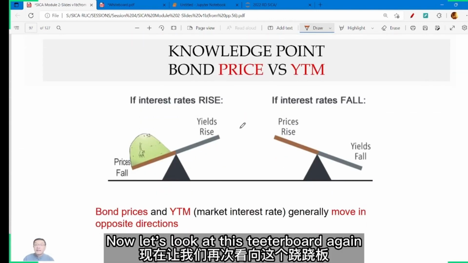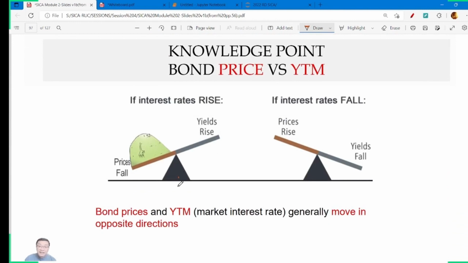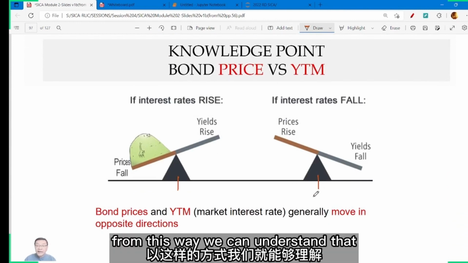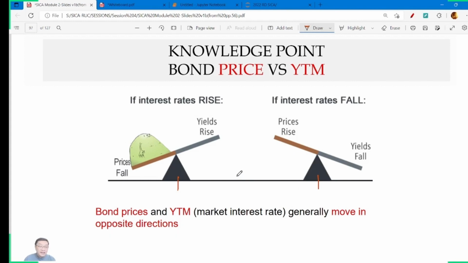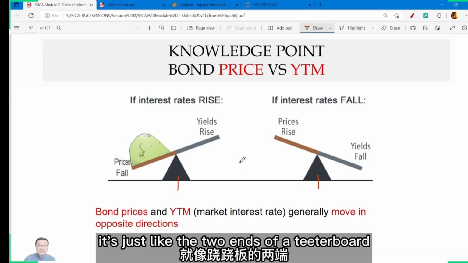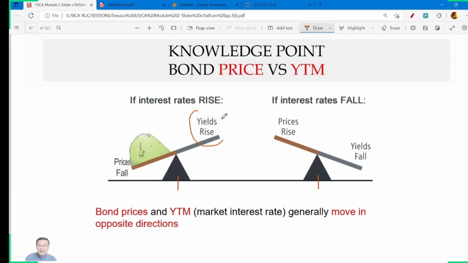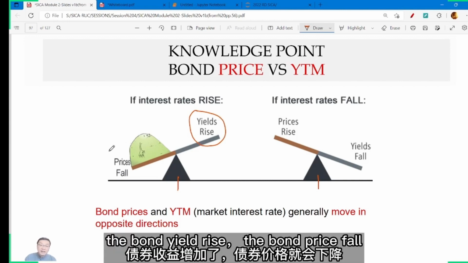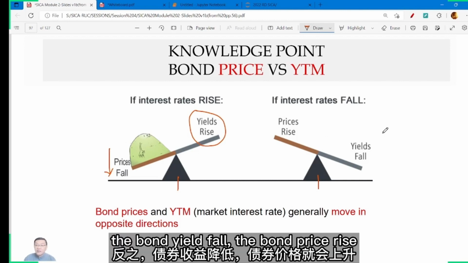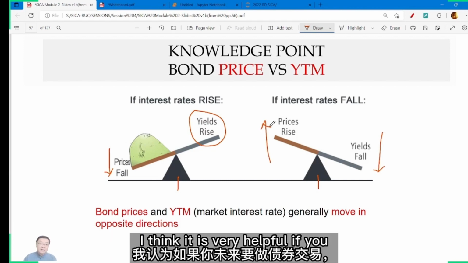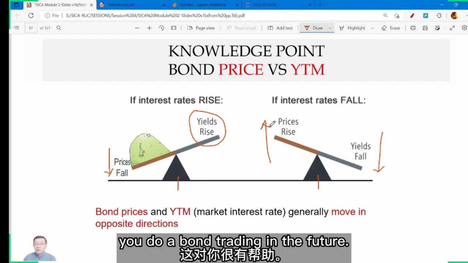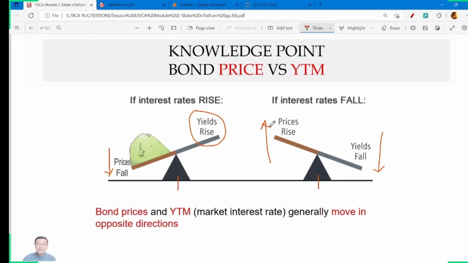Now let's look at this teeterboard again. From this, we can understand that the relationship between YTM and bond price is just like the two ends of a teeterboard. When bond yields rise, bond prices fall. When bond yields fall, bond prices rise. If you remember this picture, I think it is very helpful if you do bond trading in the future.